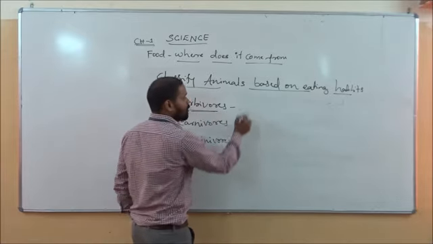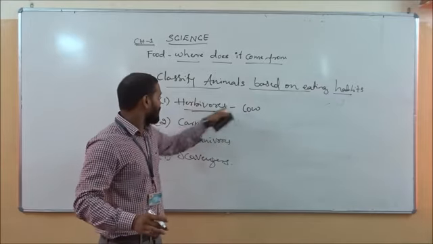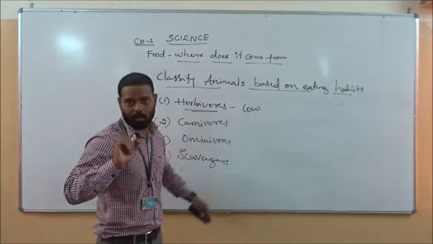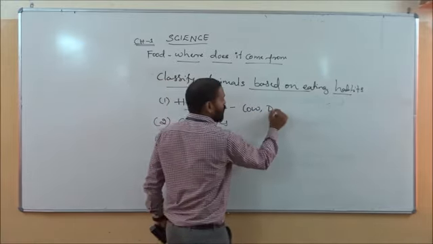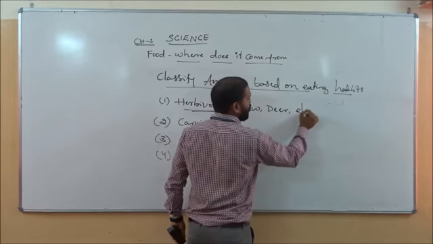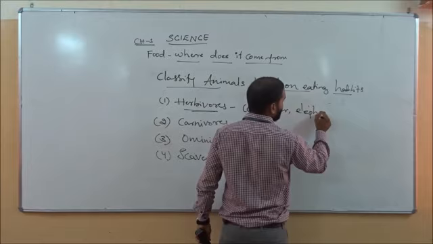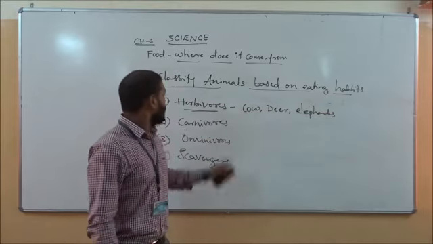For example, we can talk about the cow. Cow is an animal, right? This cow comes under herbivorous, because a cow always eats plants and plant products. You can also talk about deer and elephants. So many examples you can talk about for herbivorous.